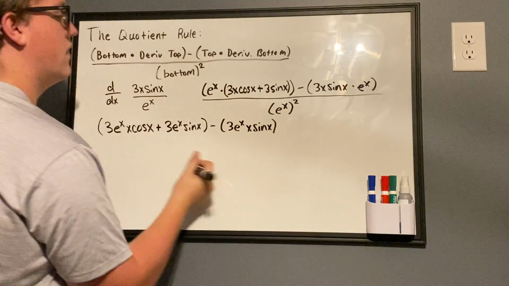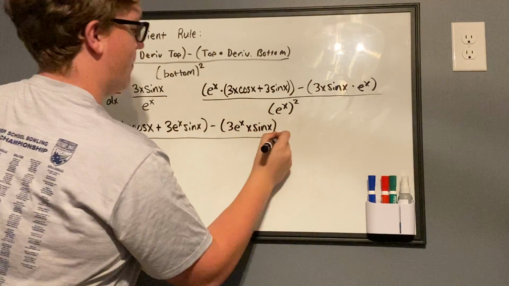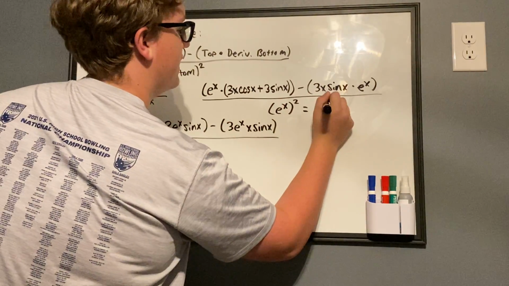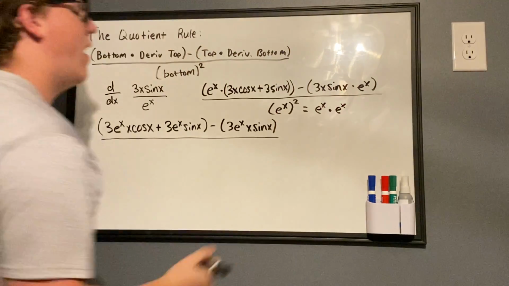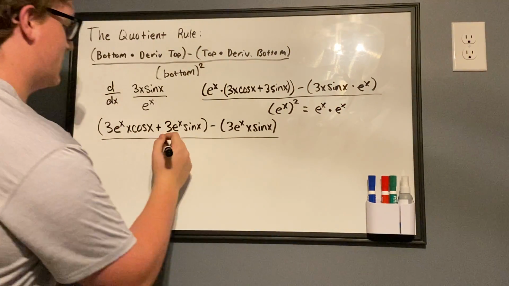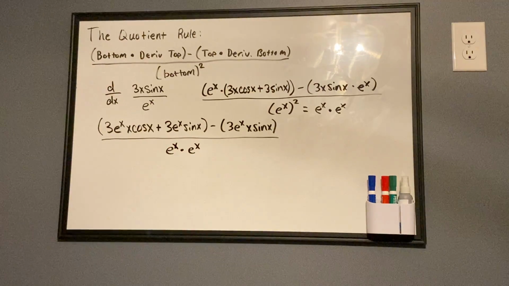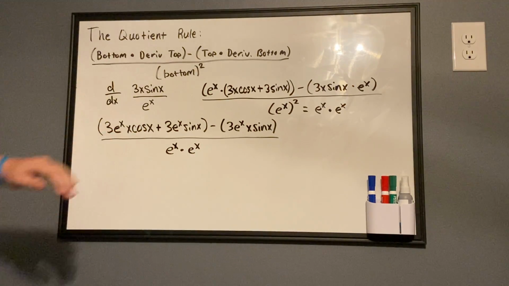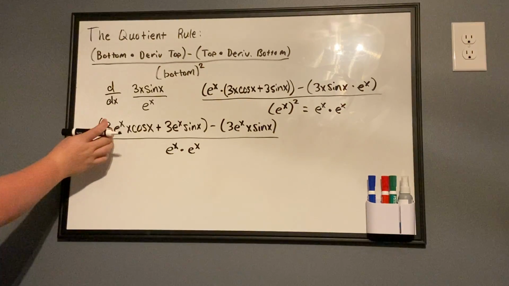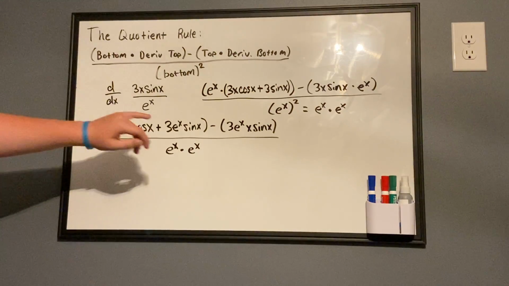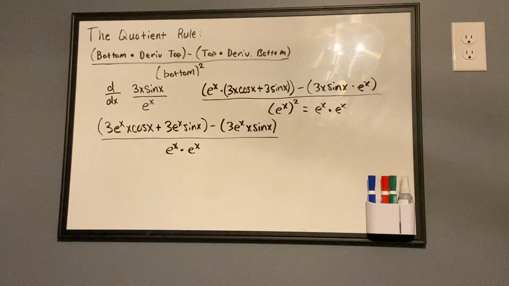And all of this is over e to the x squared. We know that this is the same thing as e to the x multiplied by e to the x. So I'm going to go ahead and do that, and you'll see why in just a second. The reason I wrote it like this is kind of confusing, but I want to show you that there is a 3e to the x in every one of these terms. So you have a 3e to the x right here, a 3e to the x here, and a 3e to the x here. So we can factor that out of the equation.